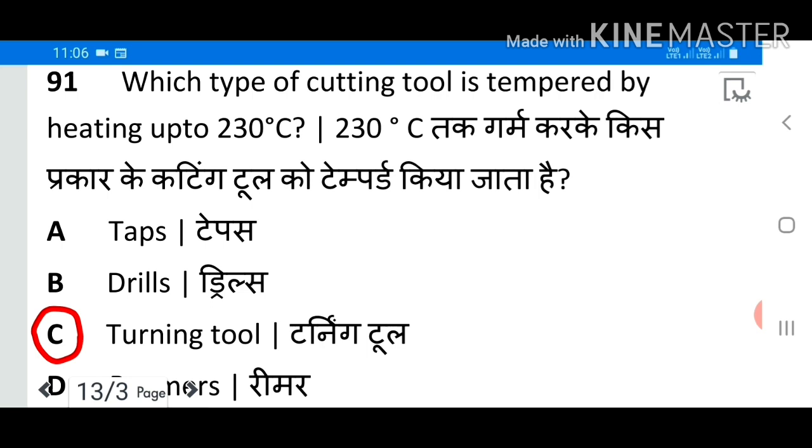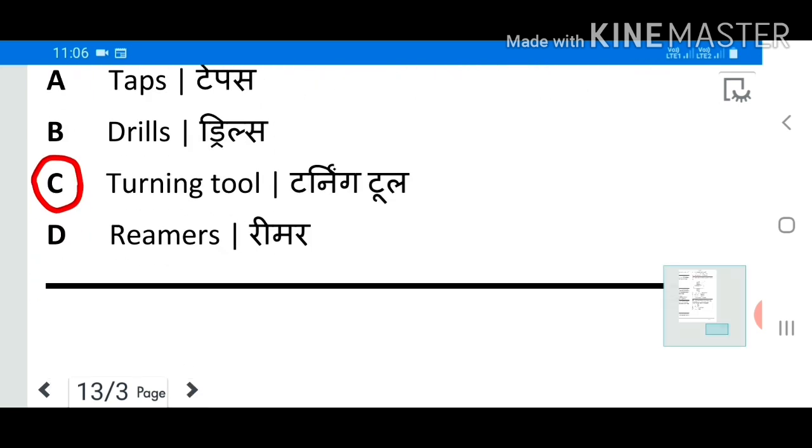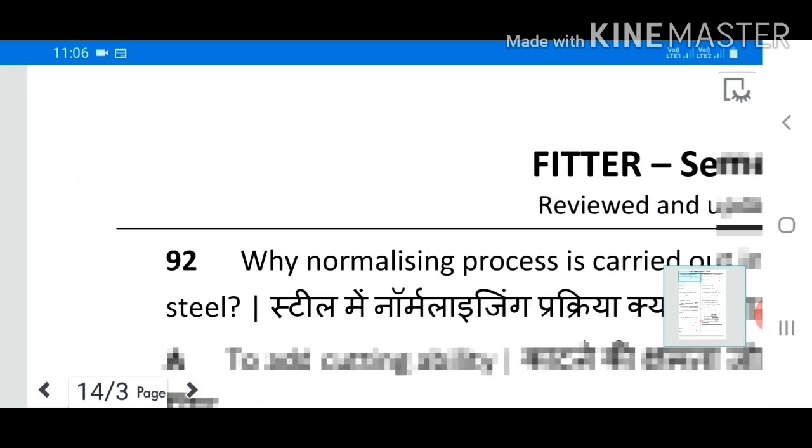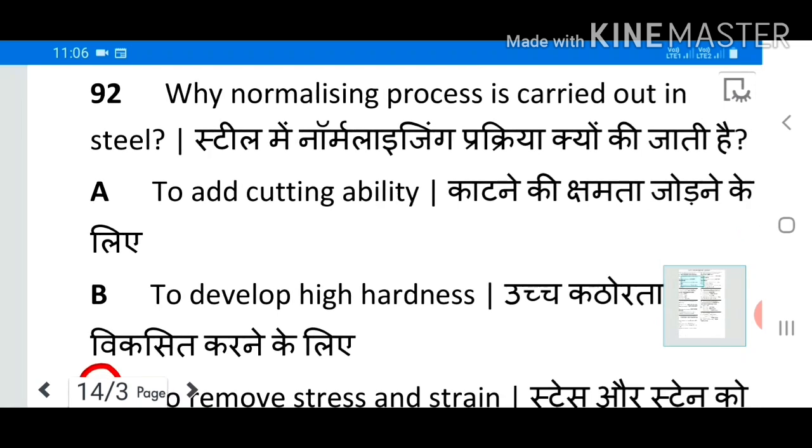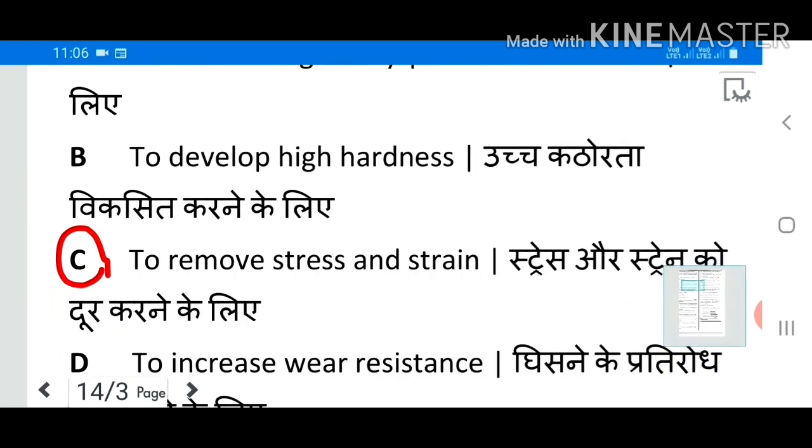91. Which type of cutting tool is tempered by heating up to 230 degrees centigrade? C. Turning tool. 92. Why is normalizing process carried out in steel? Answer C. To remove stress and strain.